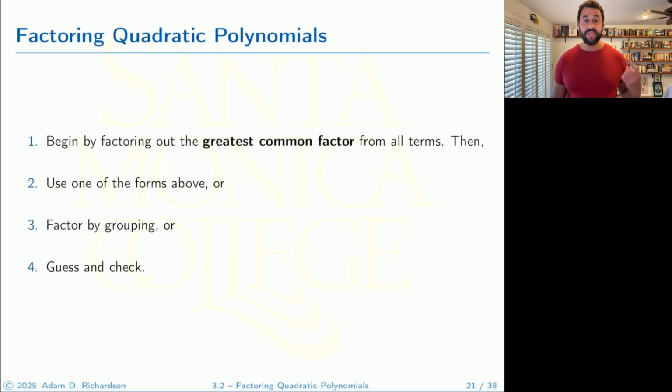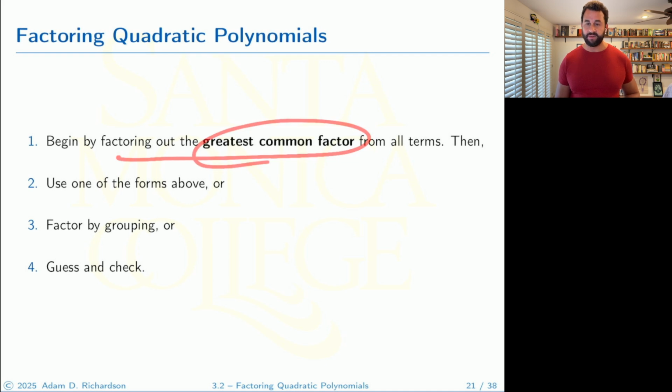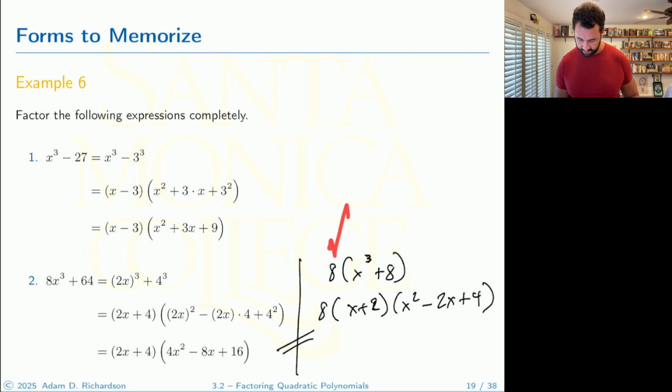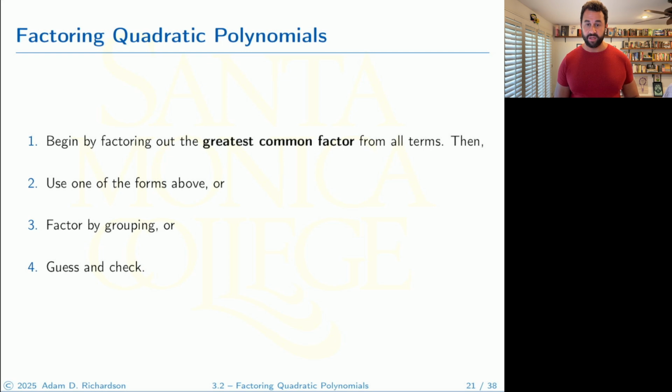So here are the steps. So here's how you can factor a quadratic polynomial. First thing is factor out the greatest common factor from all terms. I'd actually done that here on this example, even though this is not quadratic, right? But I factored out the greatest common factor first. Then you can use one of the forms above, right? You could use one of the factor forms if we're lucky, or you can factor by grouping, which I'm going to show you how to do now, or you can use guess and check.